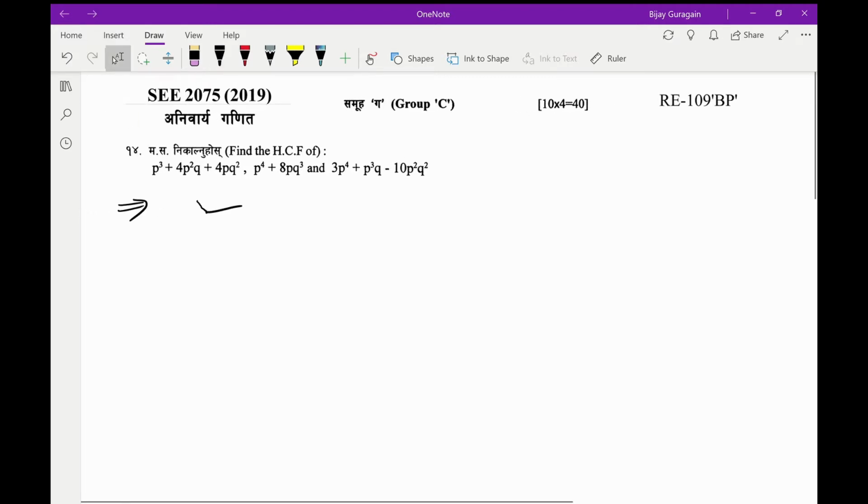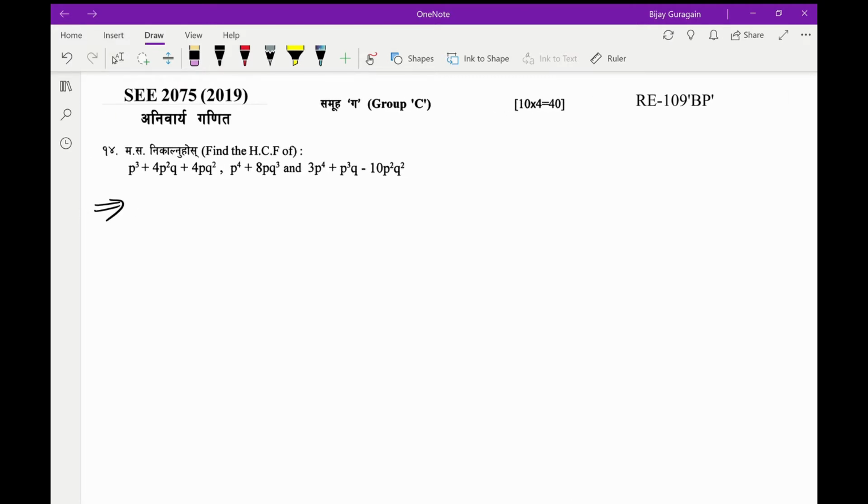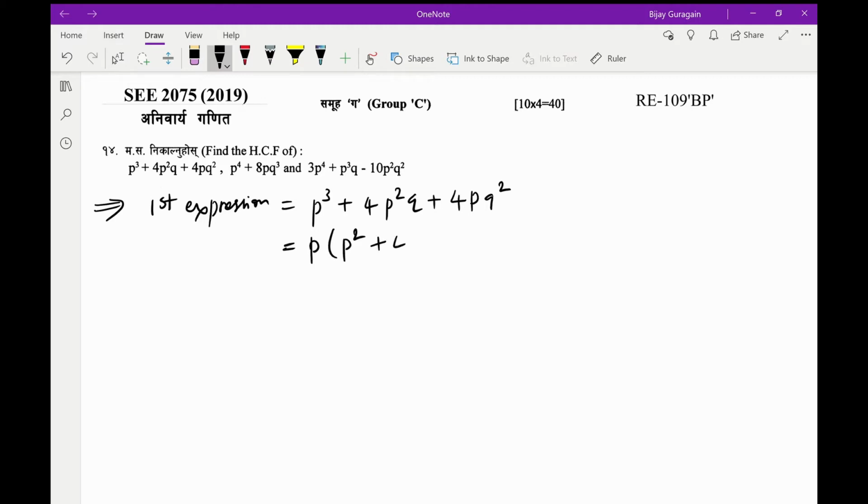So here our first expression is p³q + 4p²q + 4pq². From here let us take pq as common. It becomes p² + 4pq + 4q².